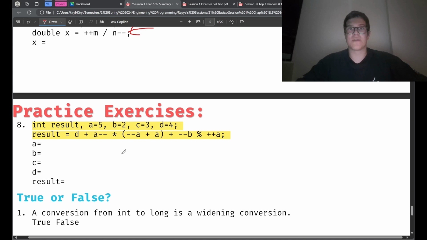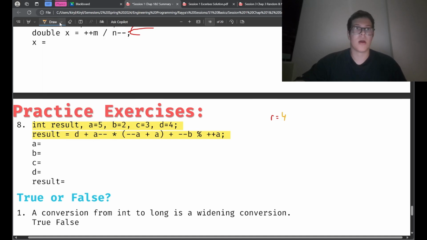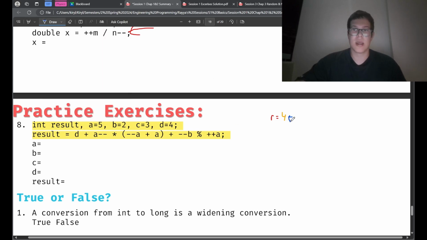This one is kind of the big boss, the final boss. A equals 5, b equals 2, c equals 3, d equals 4. Let's do the result. First of all, the result, I'm going to shorten it and call it r, is going to be equal to d. I'm going to make them all in different colors. We said d is equal to 4, so I'm just going to say 4 here. 4, let's see, plus a minus minus. Because this is a postfix, a minus minus is going to be 5. And what will be the new value of a? The new value of a is equal to 4.